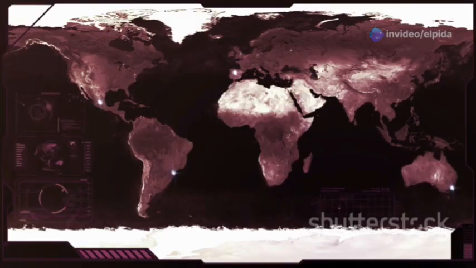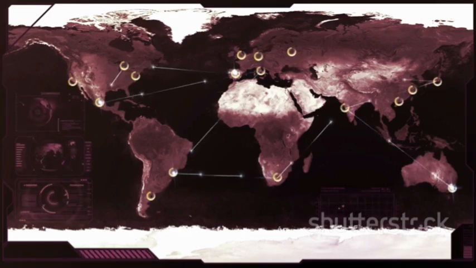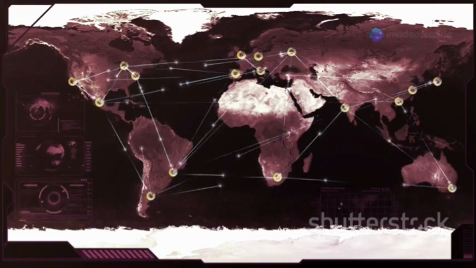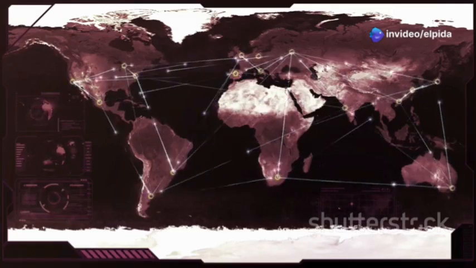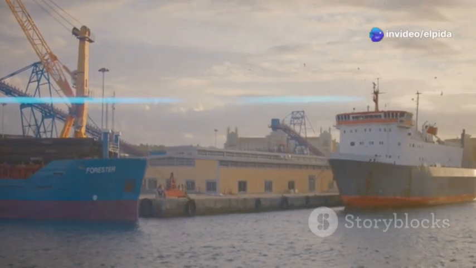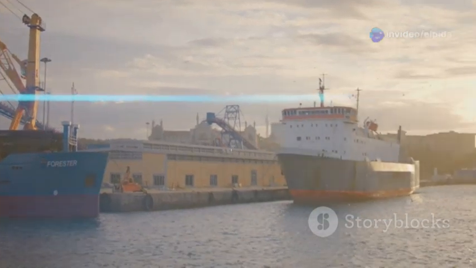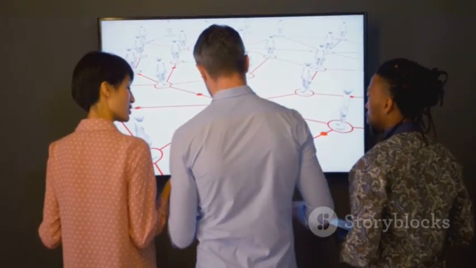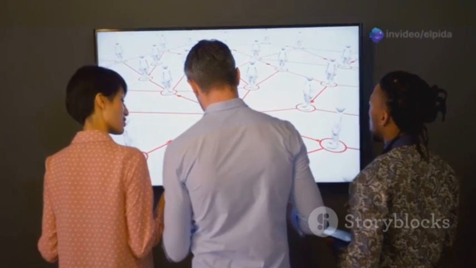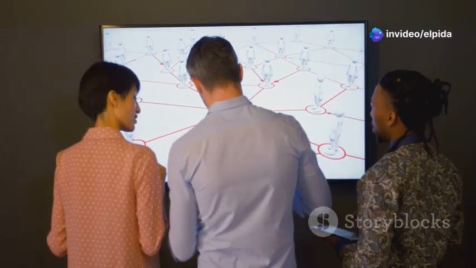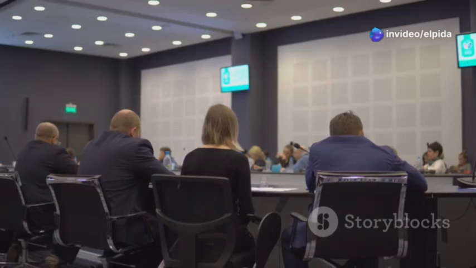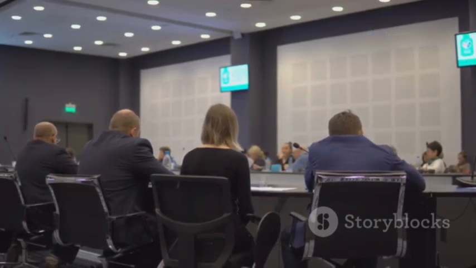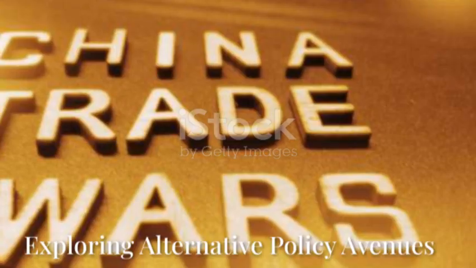Gravity models, inspired by the laws of physics, posit that trade flows between two countries are directly proportional to the size of their economies and inversely proportional to the distance between them. Tariffs, along with other trade barriers, increase the distance between countries, thereby reducing bilateral trade flows. Each of these economic models provides a different lens through which to view the complex web of cause and effect triggered by tariffs. By considering the insights from these diverse models, policymakers can make more informed decisions about the use of tariffs as a policy tool.